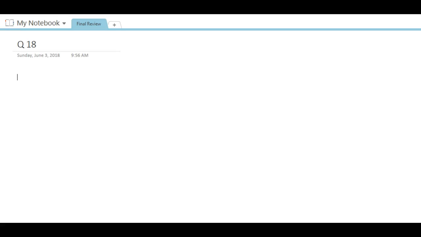This is number 18 on that final review packet. In this one you have a 4 kilogram object attached to a spring, force constant 50 newtons per meter. The mass spring system is placed on a frictionless table. Mass is displaced 20 centimeters and released. So we write down all the information that we have.